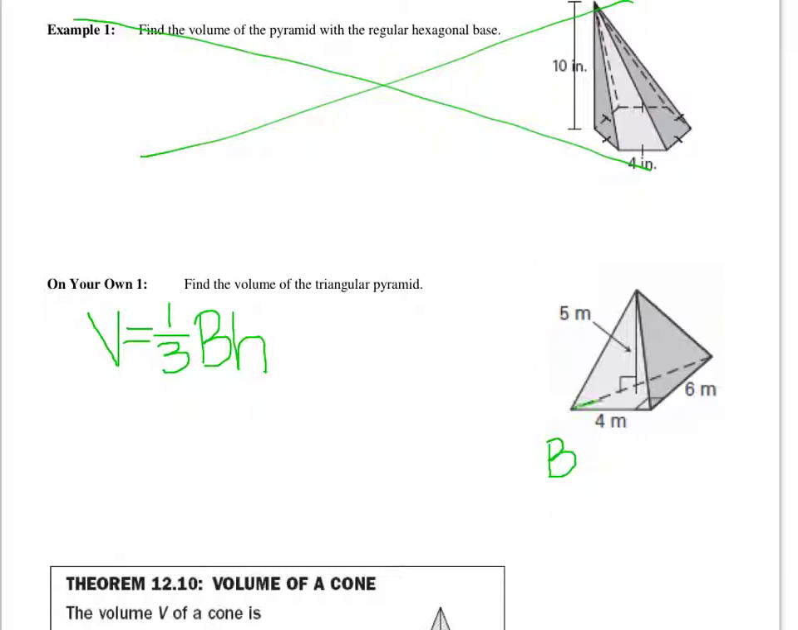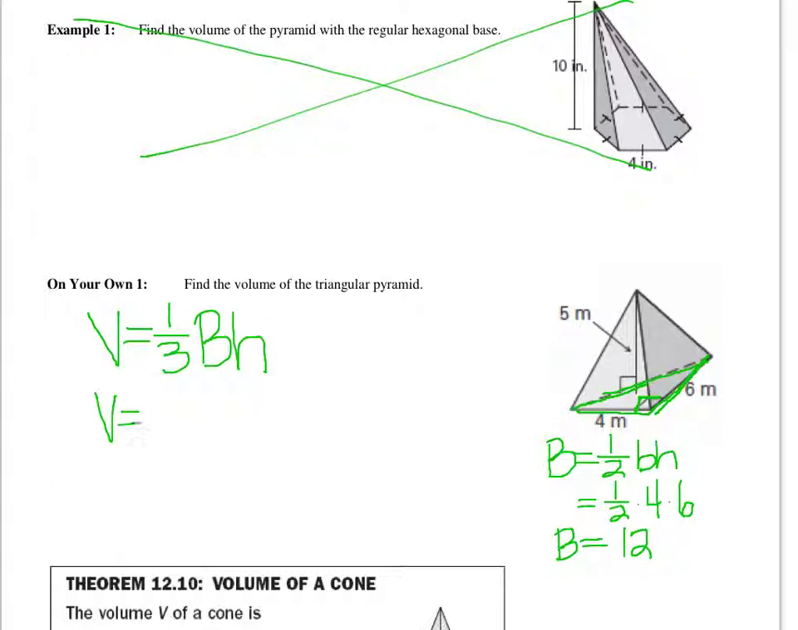So we'll start by finding that, and my base is this triangle right here. And I know this is a right angle, so my 4 and 6 are perpendicular to each other. So the area of a triangle is half our base times our height. So it's going to be half times 4 times 6. Half of 4 is 2. 2 times 6 is 12. So my base area is 12.